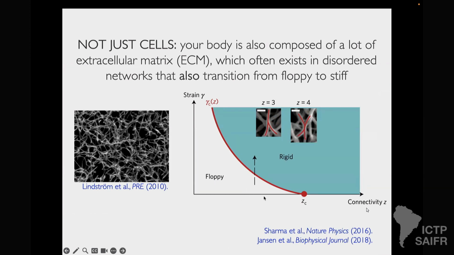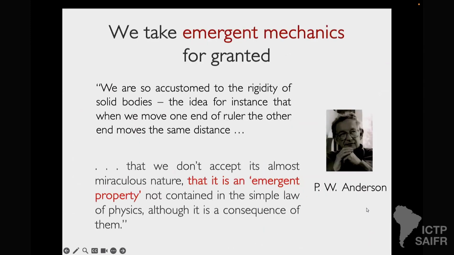It turns out that if you strain the system a lot, so if you take a chunk of this collagen network and strain it a lot, there's a critical point at which all of a sudden its rigidity increases by orders of magnitude. So there's also this floppy to stiff transition in fiber networks that we'll talk about a little later.